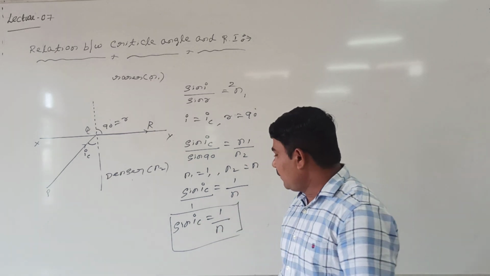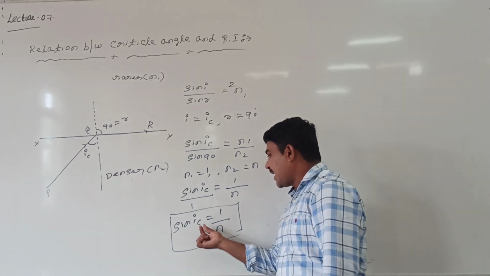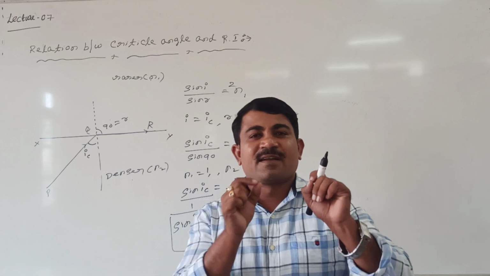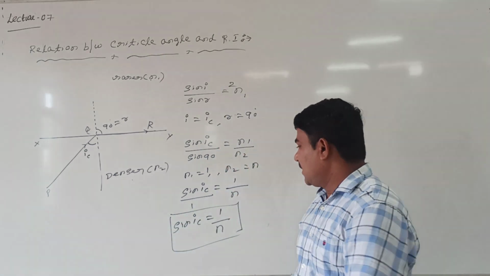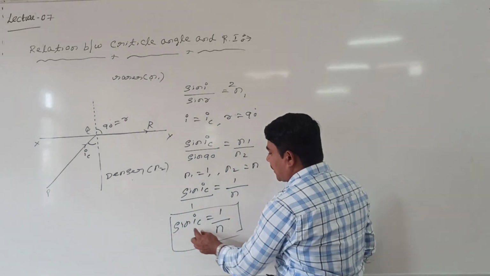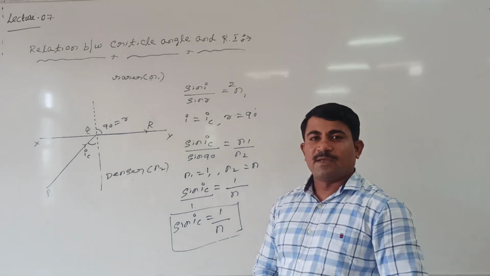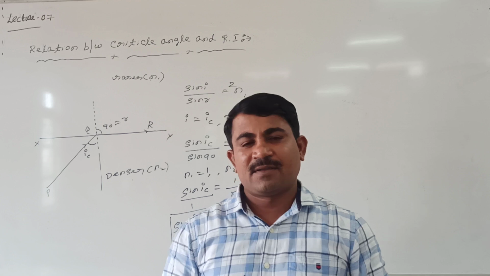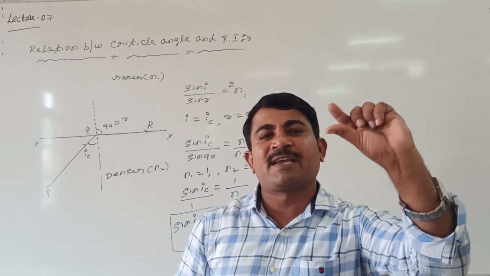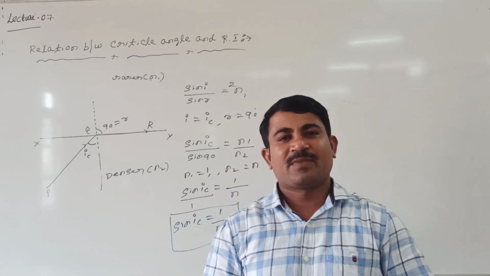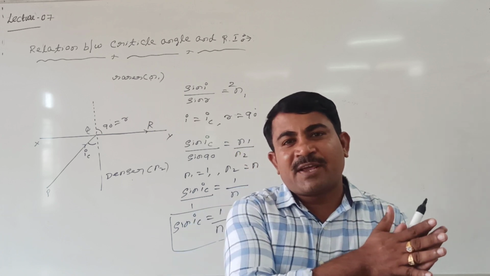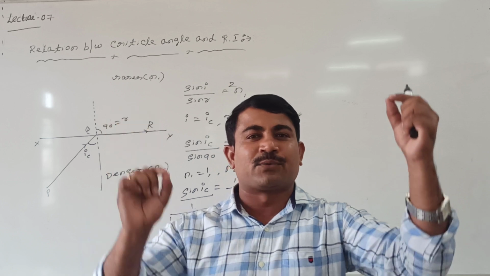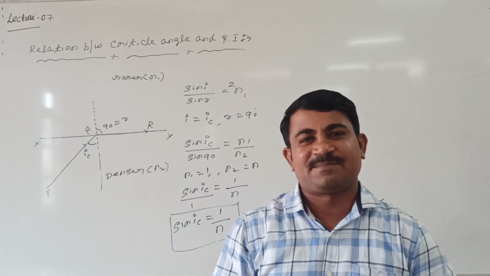If the refractive index increases gradually, what happens to the critical angle? The critical angle decreases. The critical angle and refractive index are reciprocal to each other. The material which has a high refractive index has a very small critical angle. If the critical angle is very small, the angle of incidence is always greater than the critical angle. When the angle of incidence is greater than the critical angle, then only total internal reflection of light can take place.